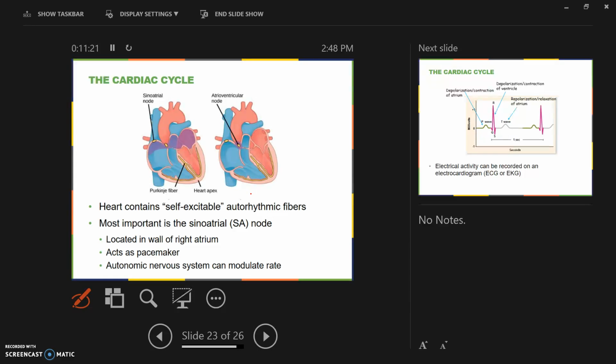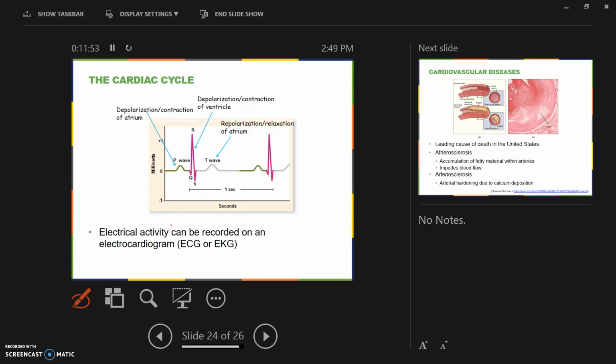So the heart contains self-excitable autorhythmic fibers, and the most important is the SA node, or the sinoatrial node, which we also call the pacemaker of the heart. Now, the autonomic nervous system, in other words, the sympathetic and parasympathetic branches of the autonomic nervous system, can increase or decrease the heart rate. Sympathetic will increase the heart rate, and the parasympathetic will decrease the heart rate.